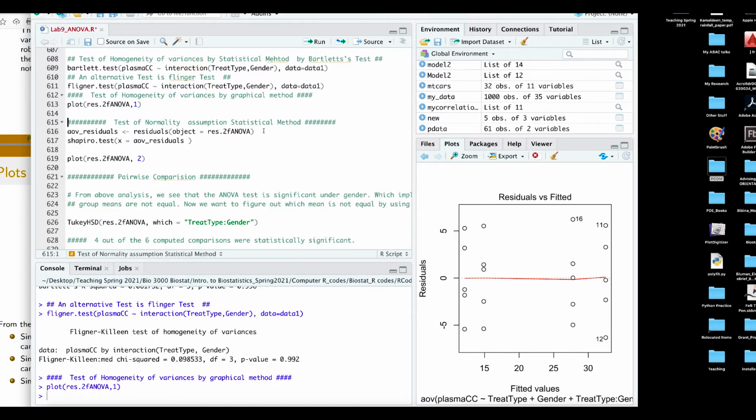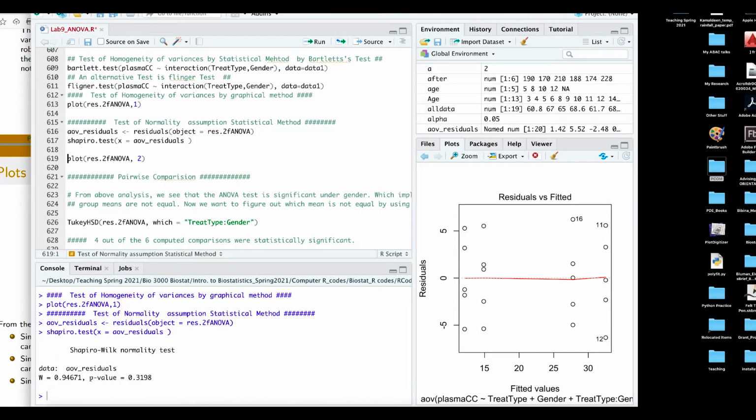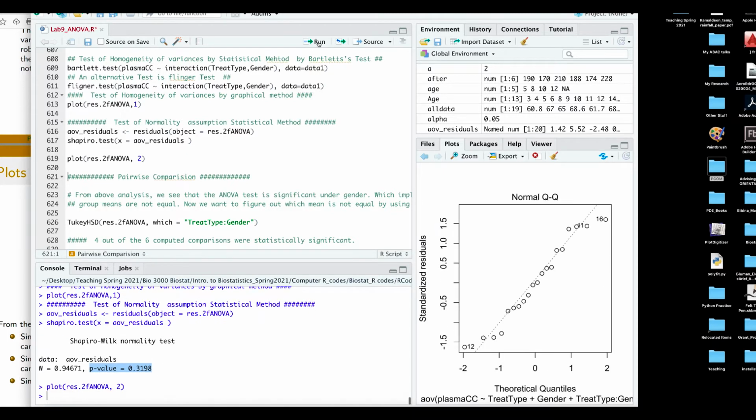All right, so for the test of normality, we check the normality of the residuals. We take the residuals of the ANOVA object and then do the Shapiro test. It says the p-value is 0.31, meaning the variables are normally distributed, so the normality assumption is not violated. If you want to plot for the normality, this is what you get. All those data points are close to the line, so normality is not violated, okay? Those are the two main checks.